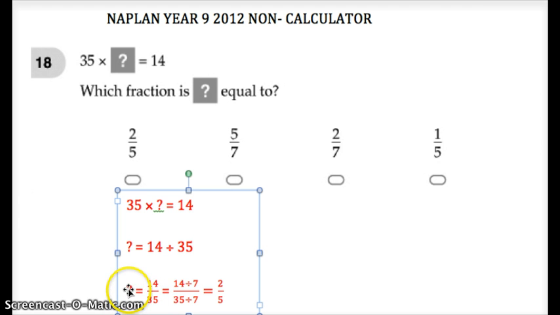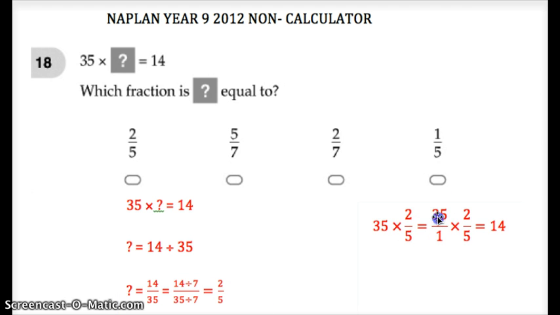Now we can write 14 divided by 35 as 14 over 35. Now we can simplify 14 over 35 because if you notice, 14 and 35 both are in the 7 times tables. So we can say that 7 is a factor of the numerator and the denominator here. So we can divide 14 and 35 both by 7. So 14 divided by 7 is 2, and 35 divided by 7 is 5.